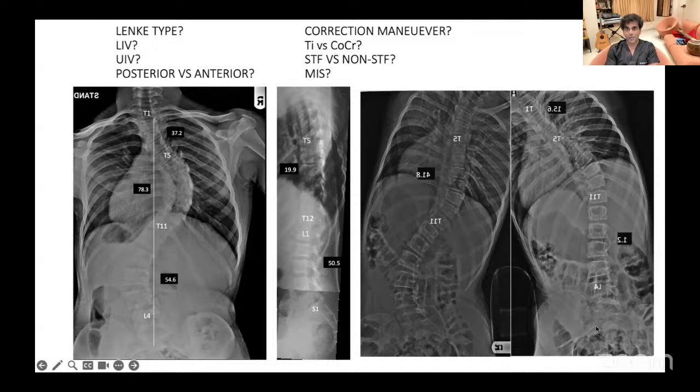So if it was going to be shorter than that, I would have been happier to take both curves in. But since my LIV is going to be L4 if I don't do a selective thoracic, I may be slightly bold and stop at L1 or L2.